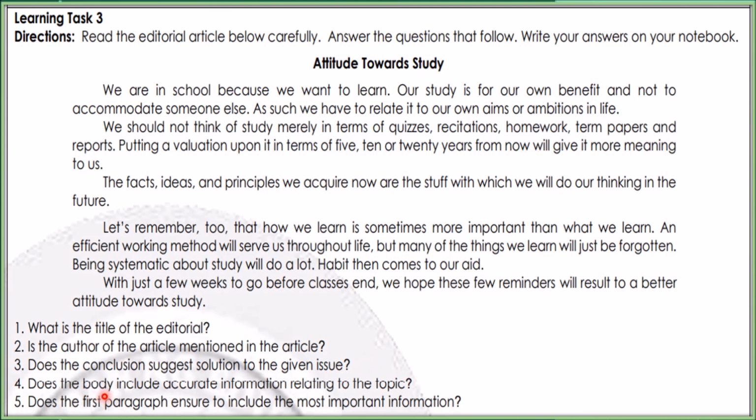Then, does the body include accurate information relating to the topic? Yeah, because in the body, there is one topic about attitudes being given emphasis, okay? Then, does the first paragraph include the most important information? Yes, the first paragraph. Okay, you got it, kids? Ito yung mga tanong na sinagutan lang natin orally. Kaya, pakinggan nyo, ha? Kaya, pwede nyo namang ulitin ulit ang panahon. Okay?